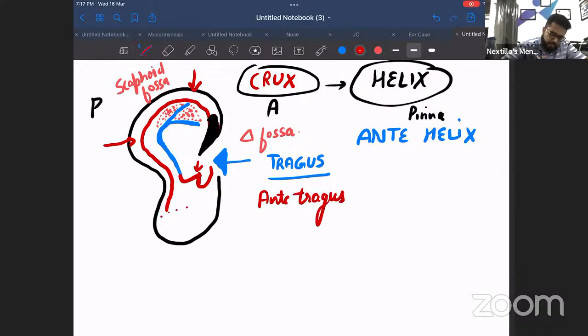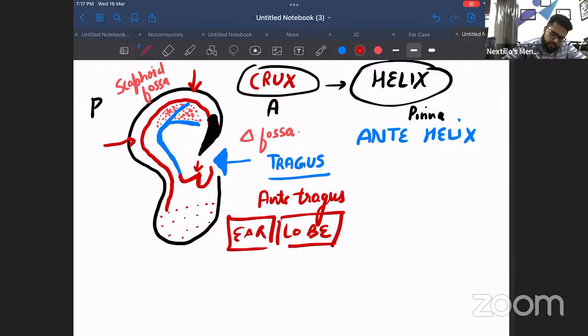This free part, which does not have any cartilage, is called the earlobe. It is made up of fat. Now, this earlobe can be free in some cases and can even be attached in others. It's determined genetically. So these are the elevations.